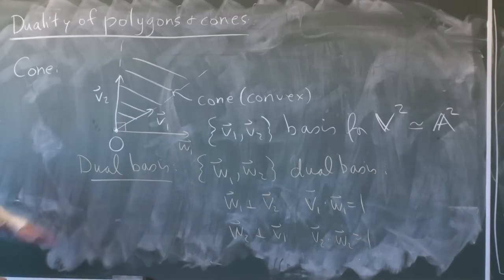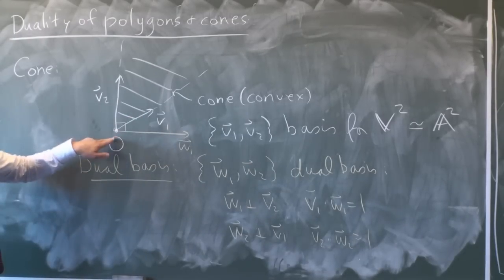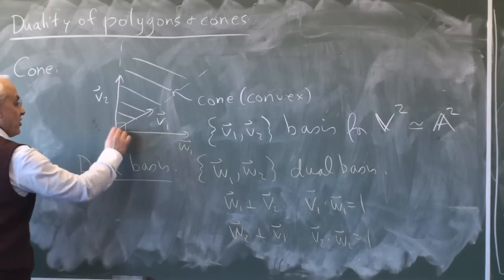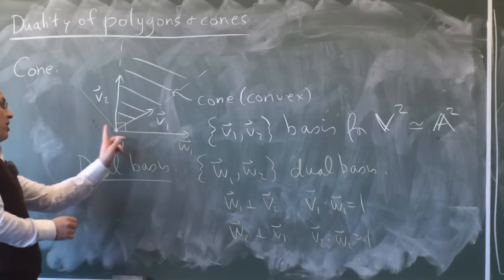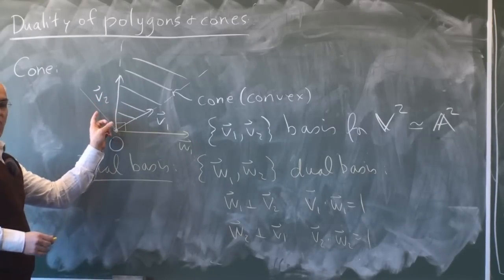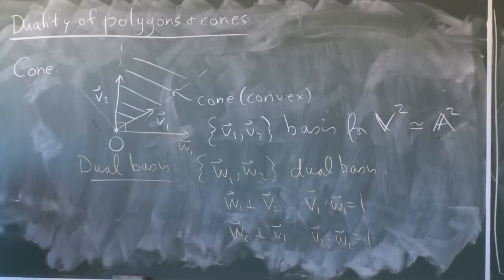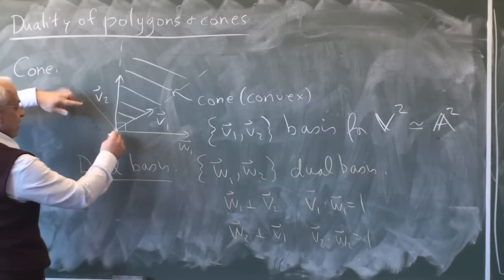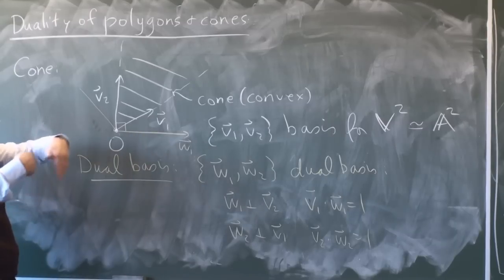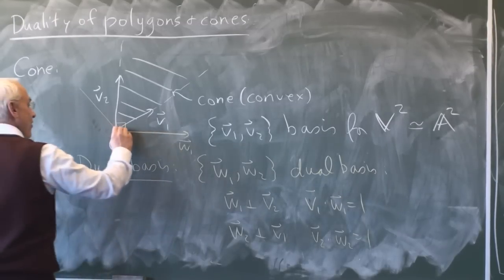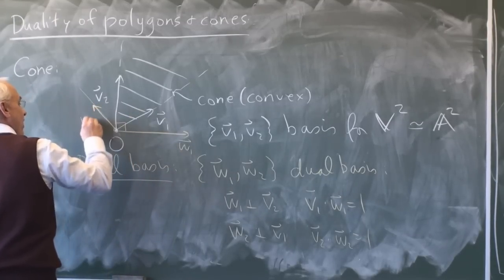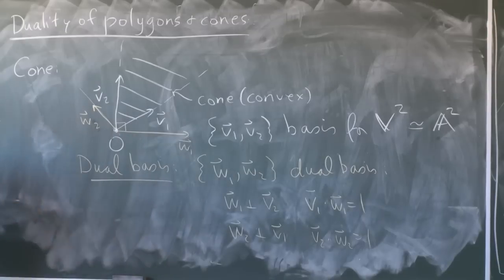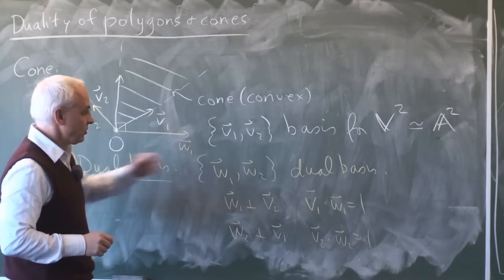And what about W2? Well, that's going to be perpendicular to V1, so it's going to be in this direction. But it's got to be in this direction because its dot product with V2 has got to be 1. Now, since V2 is a bit longer than V1, W2 to compensate has got to be a little bit shorter. So W2 might look like this. Okay. That's the notion of going from a basis to a dual basis.